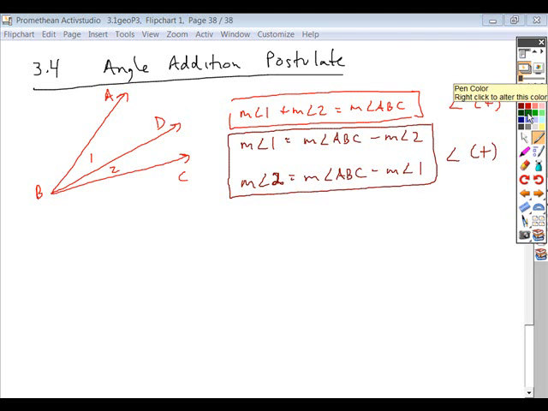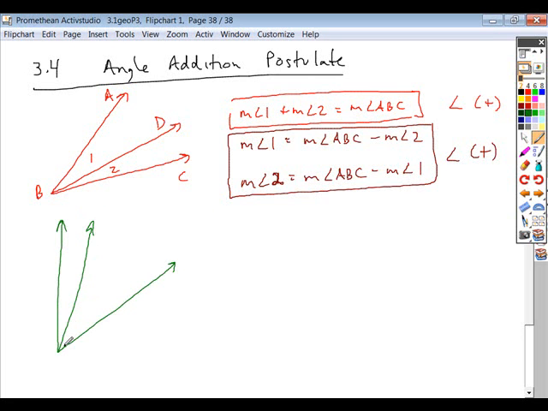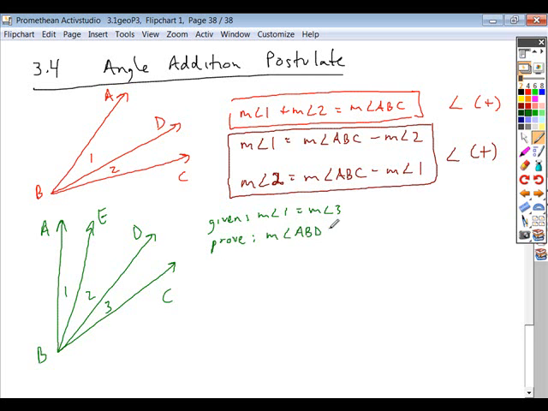And so when you're working with this kind of problem, the same things hold true. Okay, so if I told you you have the following information, that measure of angle 1 and measure of angle 3 are equal, can you prove that angle ABD is equal to measure of angle CBE?